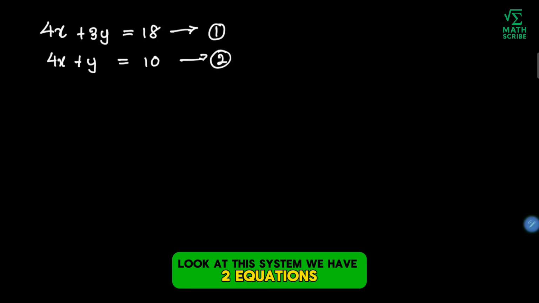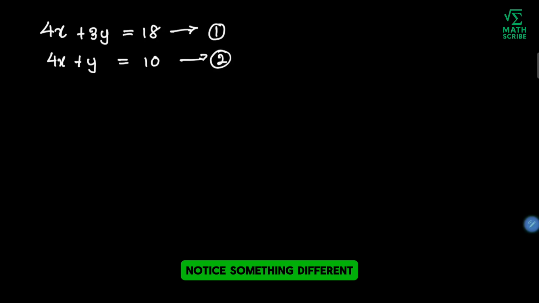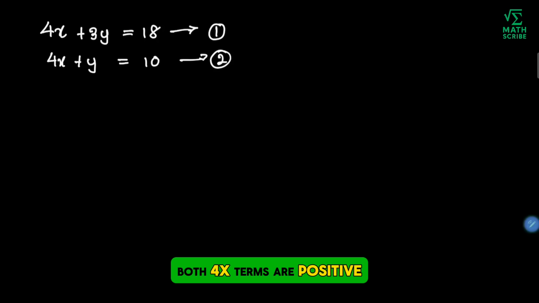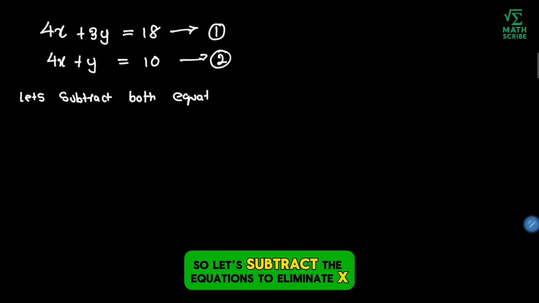Look at this system. We have two equations. 4x plus 3y equals 18. That's equation 1. 4x plus y equals 10. That's equation 2. Notice something different? Both 4x terms are positive. If we add them, they won't disappear. So let's subtract the equations to eliminate x.